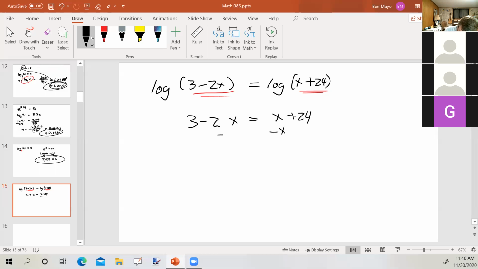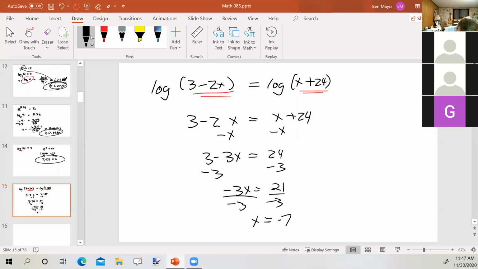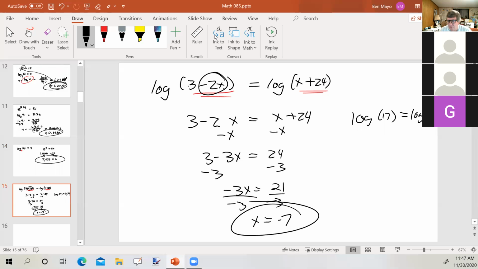I'm going to solve for x on the left. 3 minus 3x equals 24. Subtract 3. Negative 3x equals 21. Divide by negative 3. x equals negative 7. Let's see. Negative 2 times negative 7 would be 14, plus 3 is 17. And negative 7 plus 24 would be 17. The log of 17 equals the log of 17. So it checks.